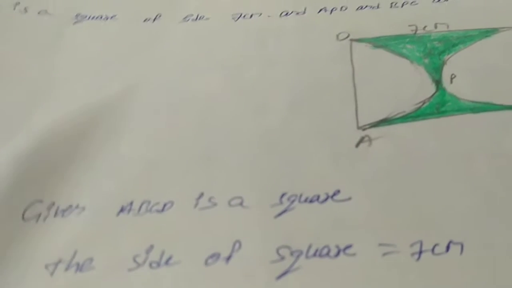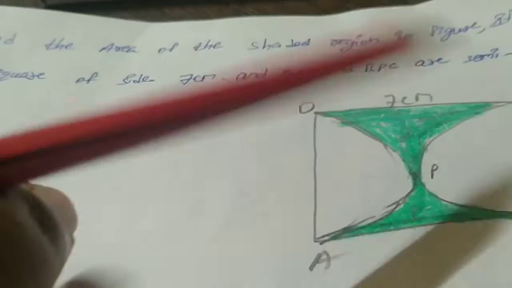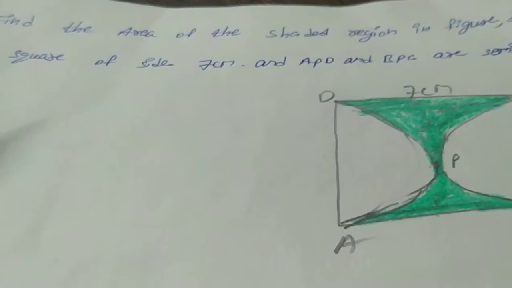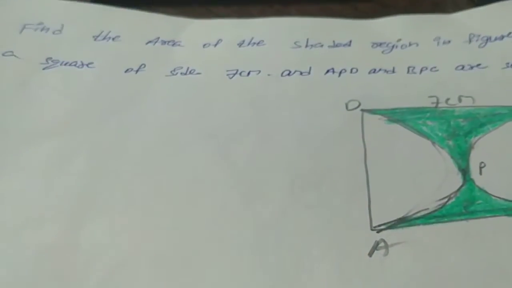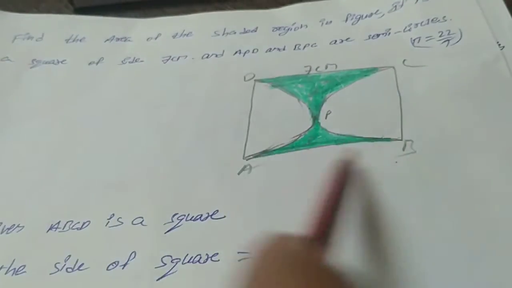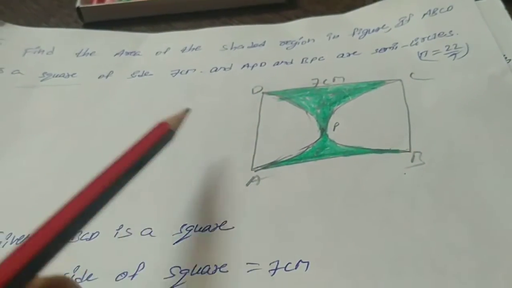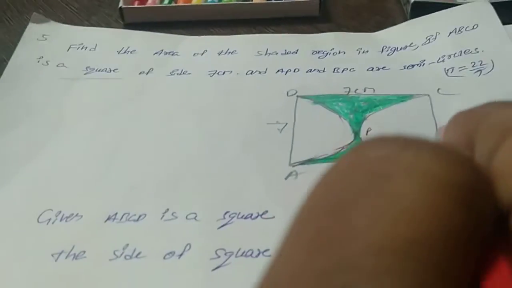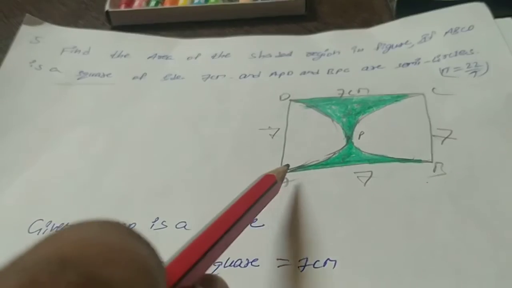The fifth question asks: find the area of the shaded region in the figure if ABCD is a square of side 7 centimeters, and APD and BPC are semicircles. So my dear students, look at the figure. ABCD is a square. Now the sides are 7 centimeters. The figure is a square, which means all sides are equal. The sides are 7 centimeters, and look at your figure clearly.